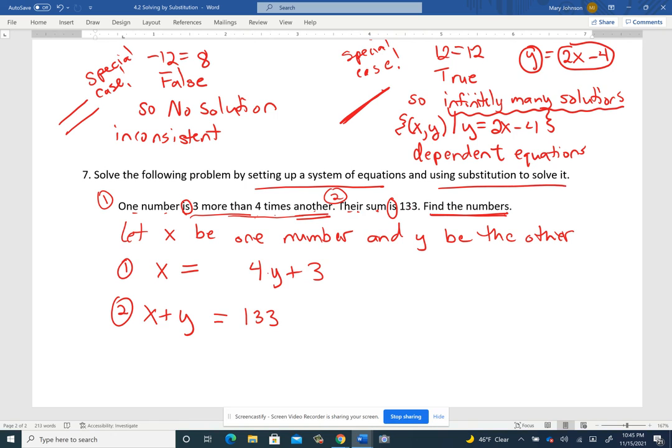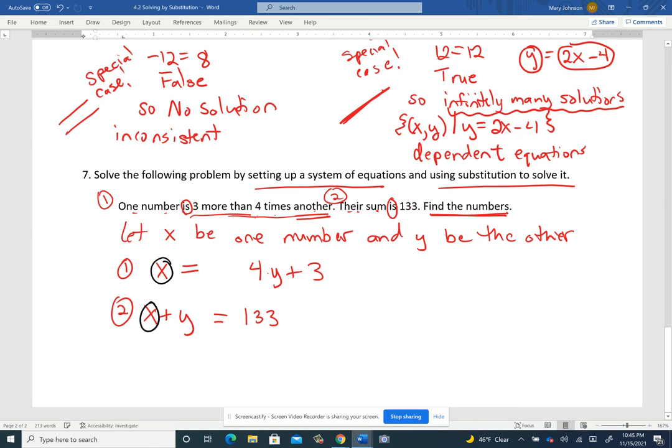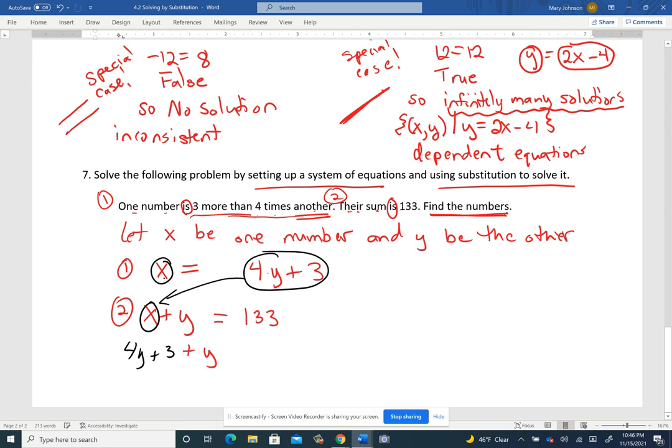And then it says use substitution to solve it. And thankfully they did, because that's the easiest thing to use here. So you can pause it and think about how to get it set up. Now we're ready to solve. So the x from here equals the x from here. And 4y plus 3 and x are interchangeable. So I'm going to put a 4y plus 3 right there. I'm going to add the y and get 133. So 5y plus 3 equals 133.